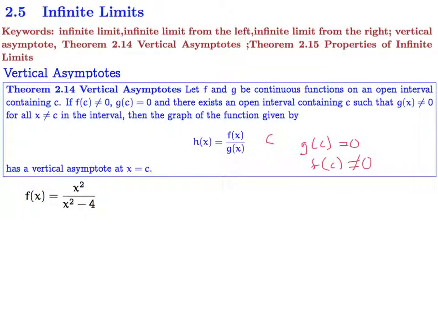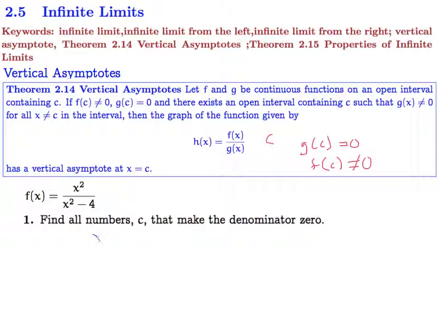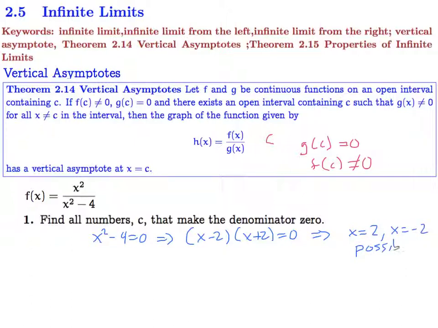So let's try to find all vertical asymptotes of our function f of x equals x squared over x squared minus 4. Step 1 is to find all numbers that are going to make your denominator equal to 0. So if we set x squared minus 4 equal to 0, we can factor as x minus 2 times x plus 2 equals 0. So this means that x equals 2 and x equals negative 2 are possible vertical asymptotes.